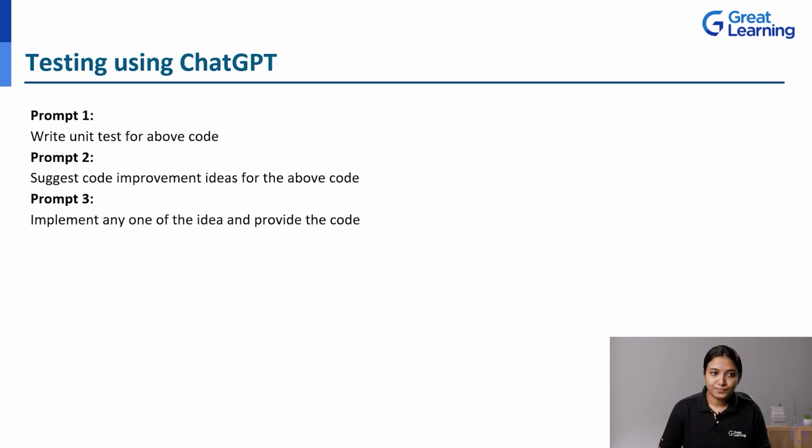Prompt number 2: suggest code improvement ideas for the above code, and implement any of the ideas and provide the code, right? So ideas will be given, and out of that, we will ask it to implement so and so. It will give the output accordingly. So let's check out this particular testing, how we can carry it out in the ChatGPT interface.